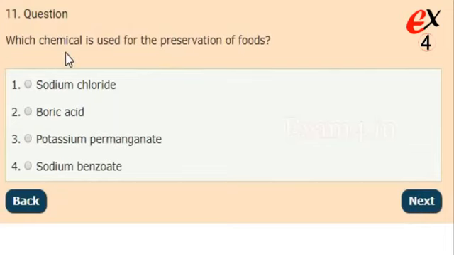Next. Which chemical is used for the preservation of foods? Options: sodium chloride, boric acid, potassium permanganate, sodium benzoate. Answer is option 4, sodium benzoate.